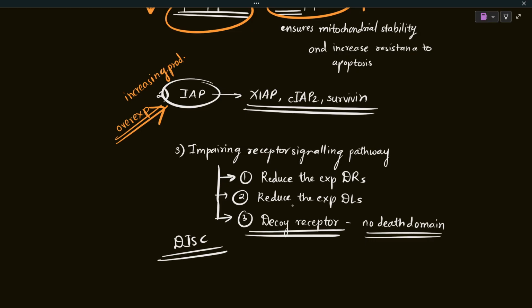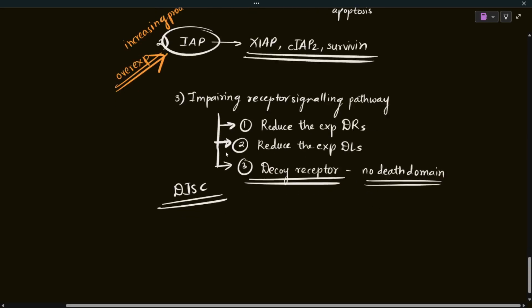This is how the tumor cell ensures that apoptosis won't happen even if there is a signal from the neighboring cells or from the immune cells. Even if they are receiving the extracellular apoptotic signal, impairing the receptor activity ensures that the tumor cell will not die.